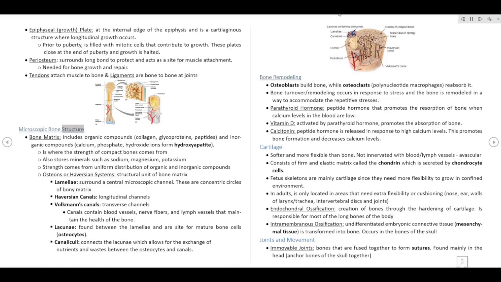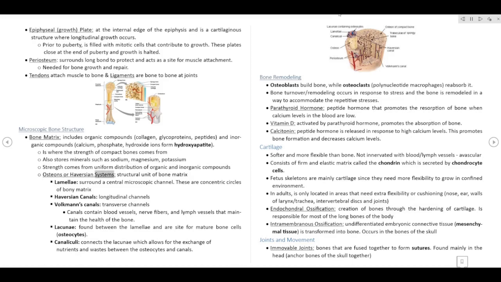Microscopic bone structure. Bone matrix includes organic compounds: collagen, glycoproteins, peptides; and inorganic compounds: calcium, phosphate, and hydroxide ions that form hydroxyapatite. This is where the strength of compact bone comes from. It also stores minerals such as sodium, magnesium, potassium. Strength comes from uniform distribution of organic and inorganic compounds.